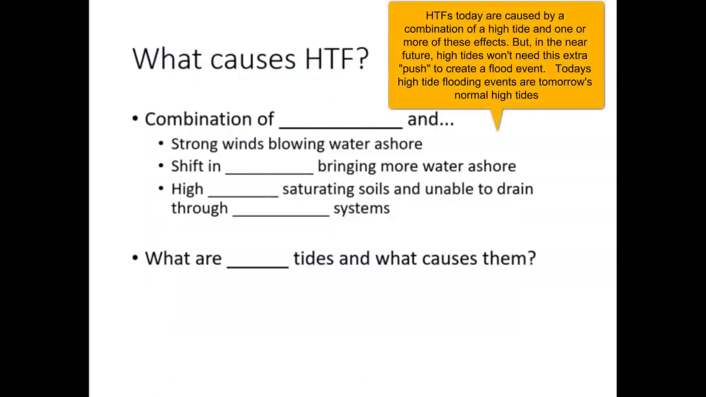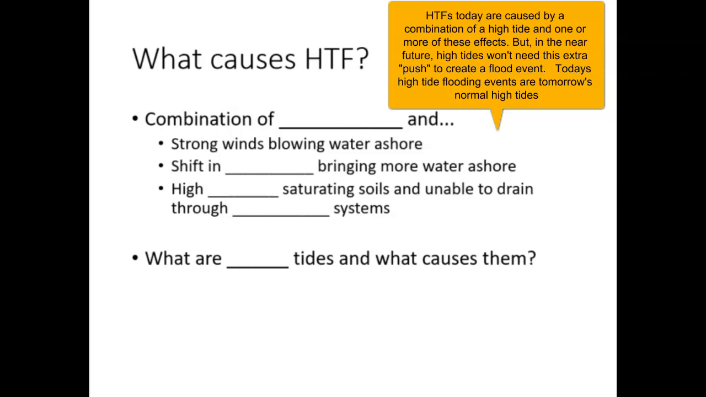High tide flooding is a combination of several things. First of all, it's the high tide. That would be your top blank here, is the high tide occurring. And with one of these other features, such as strong winds blowing water ashore, or a shift in currents that can bring more water against the continental mainland or an island.